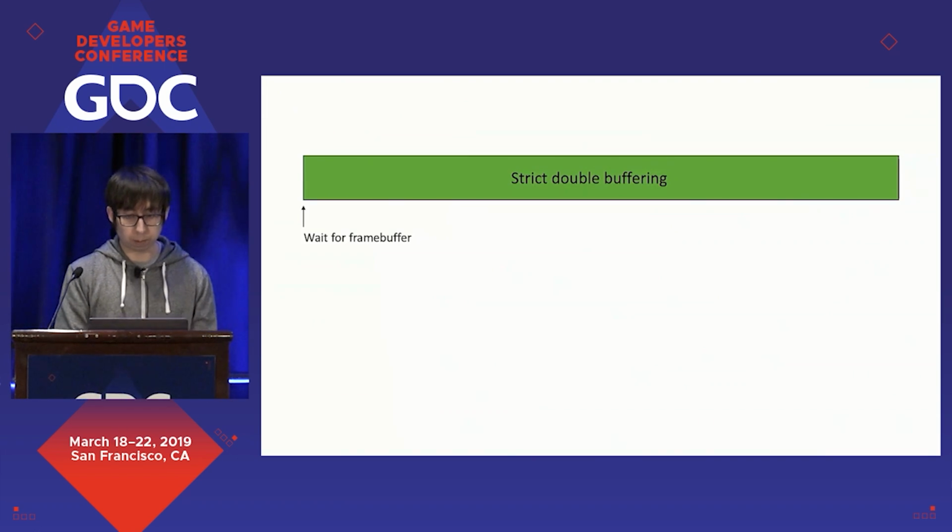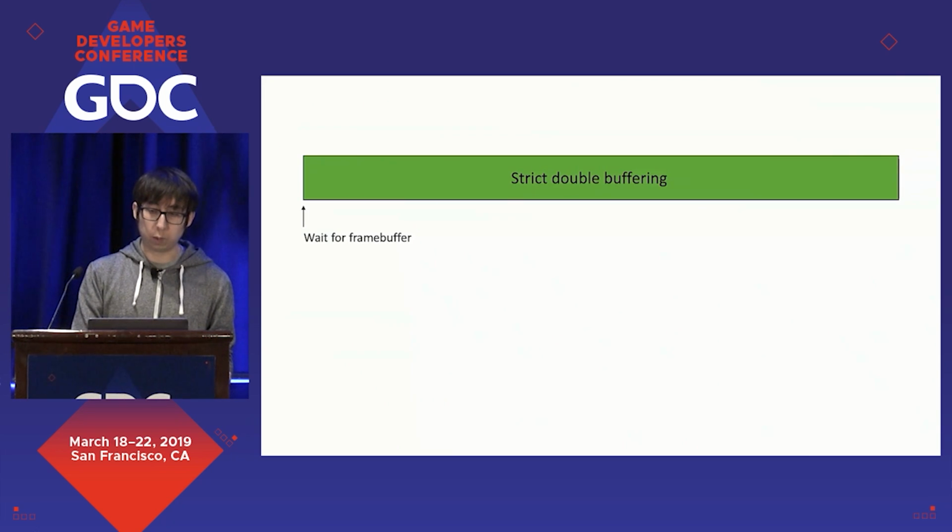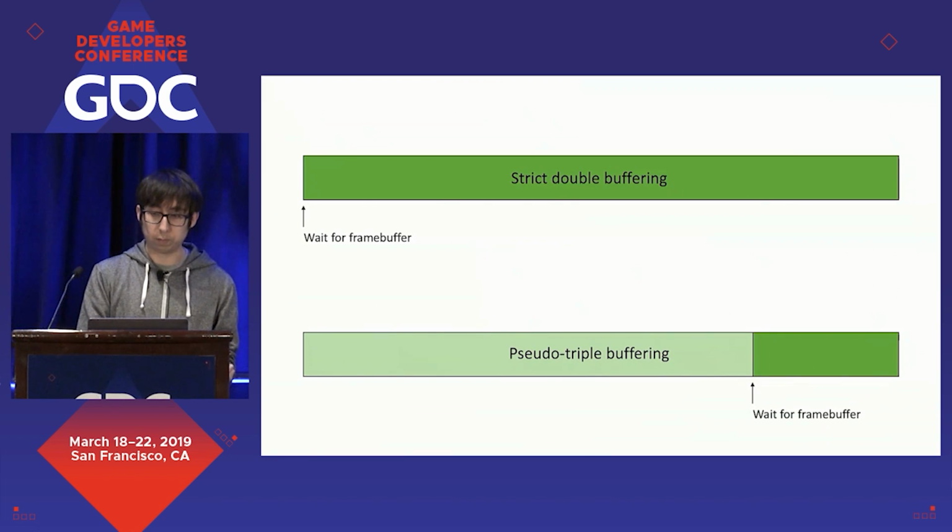So in the original double buffering setup, the GPU needed to wait for a frame buffer at the very beginning of the frame, syncing the GPU timeline with the scan-out timeline. But now with pseudo-triple buffering, the GPU only needs to wait for the frame buffer late in the frame, right before the upsample.